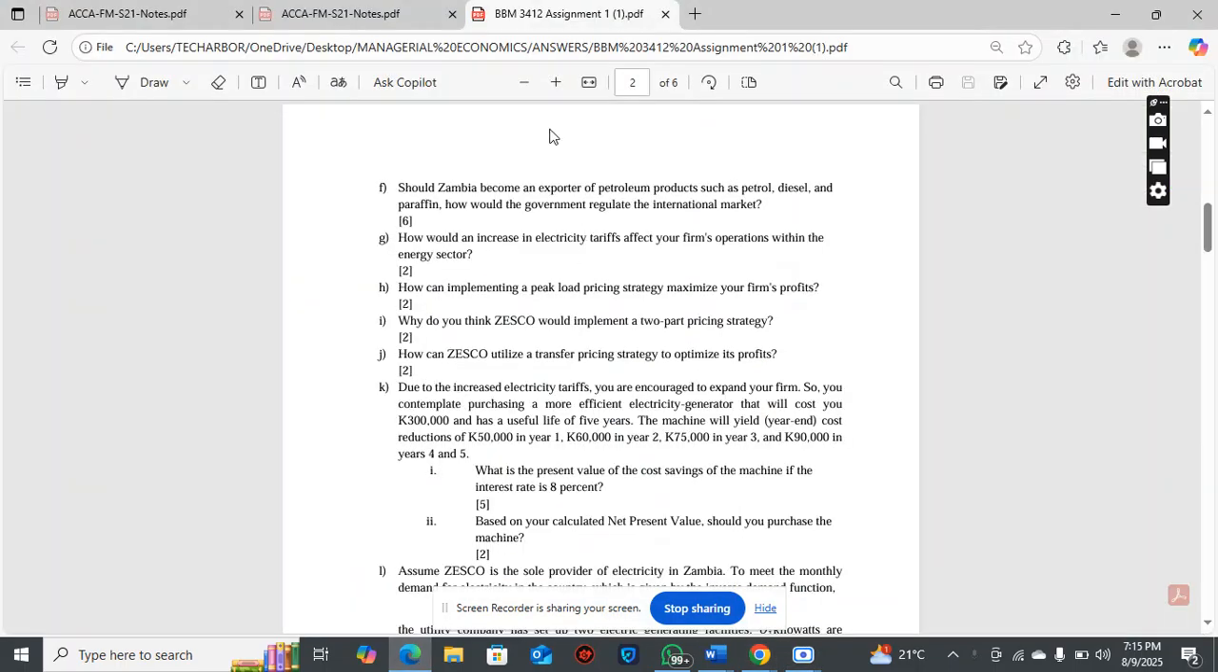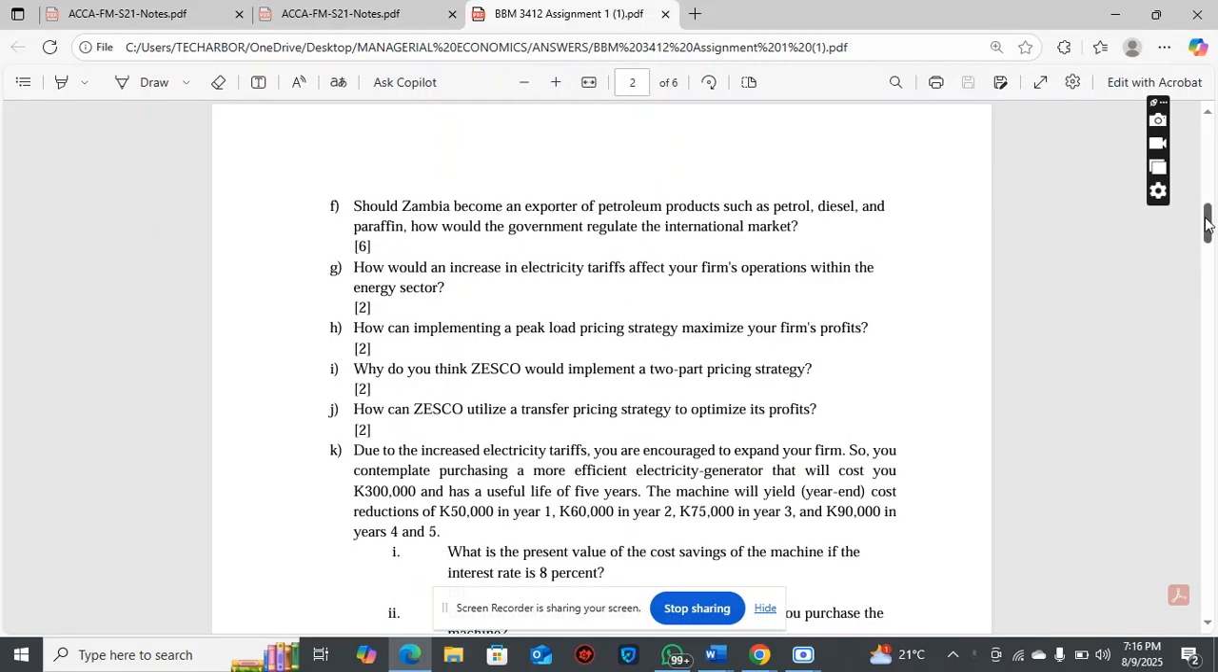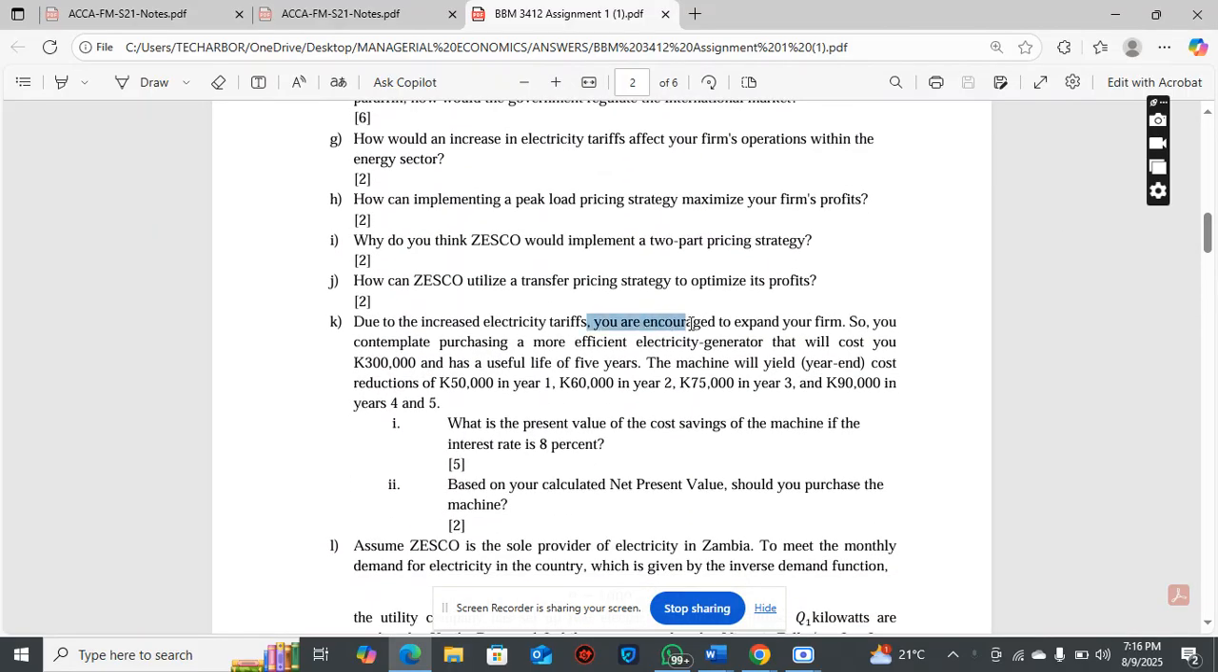Okay, we have another question here. It says, due to increased electricity tariffs, you're encouraged to expand your firm. So you contemplate purchasing a more efficient electricity generator that will cost you 300,000 and has a useful life of 5 years. The machine will yield year-end cost reductions of 50,000 in year 1, 60,000 in year 2, 75,000 in year 3, 90,000 in year 4 and 5. What is the present value of the cost savings of the machine if the interest rate is 8%?